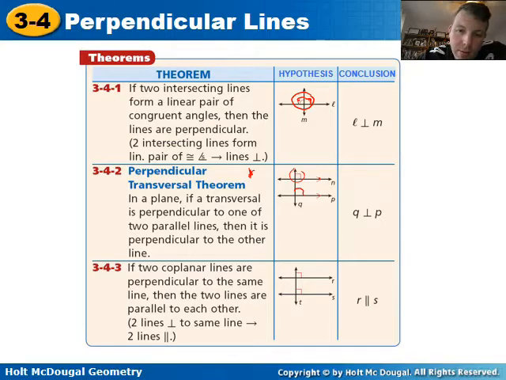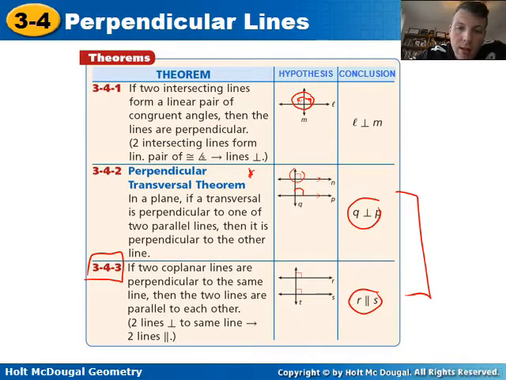So again, if the transversal is perpendicular to one of the pair of parallel lines, then the other one has to be perpendicular too. And then if you look at this one, if two coplanar lines are perpendicular to the same line, then those lines are parallel. The difference between these two right here is not much. This one is the reverse, this one is the regular way. So this is if P then Q, this is if Q then P. So this is the converse of the perpendicular transversal theorem. If you have questions on these theorems, we'll talk about them tomorrow.